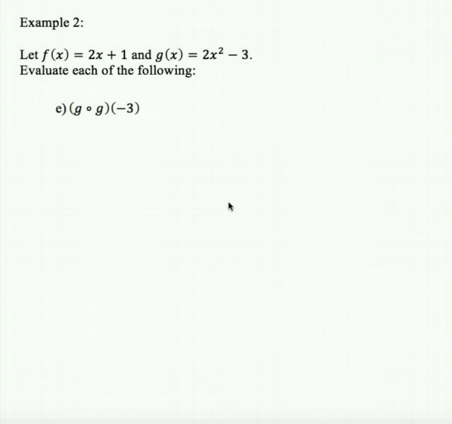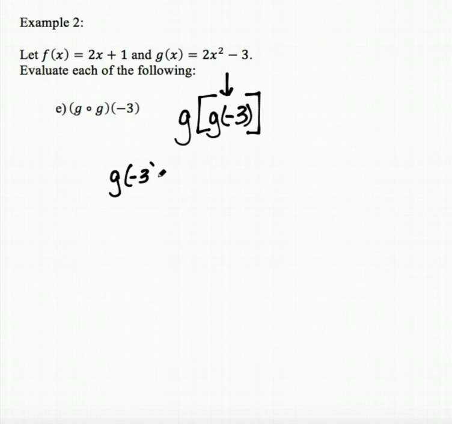For part E, we're working with g of negative 3. So again, I'm going to rewrite it, g of negative 3. We're going to start inside and find g of negative 3 first. I'm going to plug negative 3 into my g of x function. That's going to give me 2 times negative 3 squared minus 3. Negative 3 squared is a positive 9. Positive 9 times 2 is 18, and 18 minus 3 leaves me with 15. So again, I plugged negative 3 into my g function, and I got 15 out.